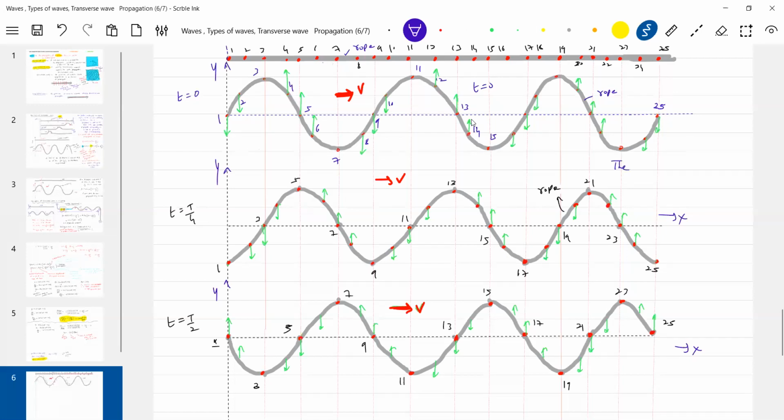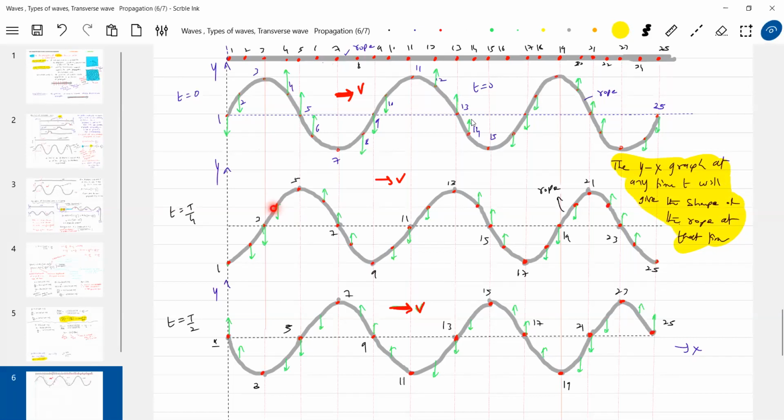Let me write it here. The YX graph at any time t will give the shape of the rope at that time. This is very important. The moment you see the YX graph, it is just giving the shape of the rope. If you know the rope shape, can you predict the slope? You know dy by dx, and you know in what direction the wave is propagating. You can tell in what direction the points on a rope are moving.